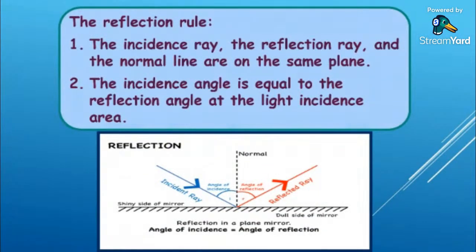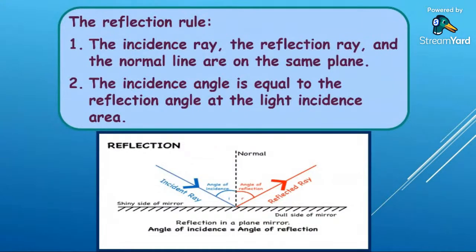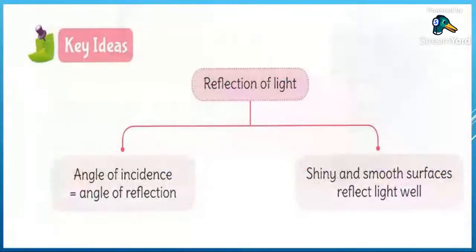The reflection rule. Number 1. The incidence ray, the reflection ray, and the normal line are on the same plane as you see in the diagram. Number 2. The incidence angle is equal to the reflection angle at the light incidence area. So the key ideas here is that reflection of light has angle of incidence equal to the angle of reflection, and shiny and smooth surfaces reflect light well.